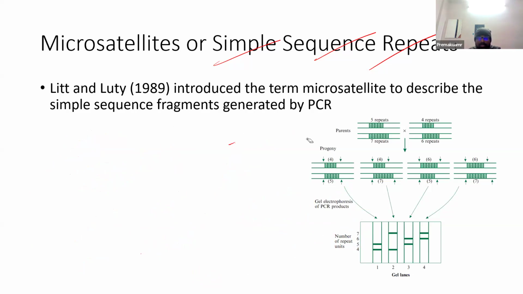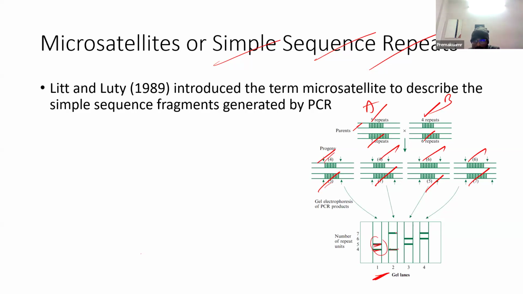Then for these SSR markers, for example, this is parent A, parent B. In this parent, this particular sequence in one band is repeated 5 times and 7 times. In B, it is repeated 4 times and 6 times. You can check the progeny. Here 4 and 5 are there, 4 and 7, 6 and 5, 6 and 7. You can look here, in each individual you get a different band size, because it has 4 and 5, see the bands here.